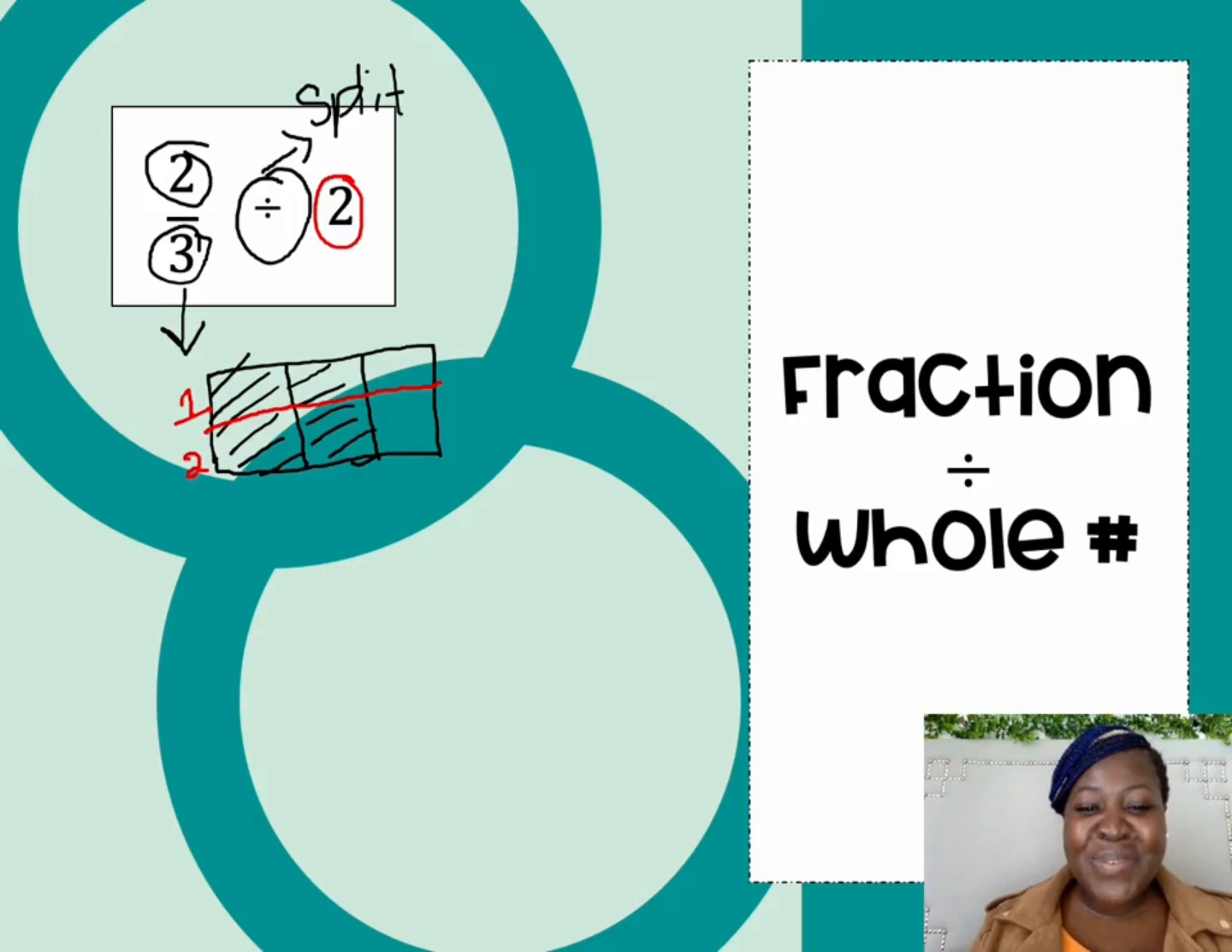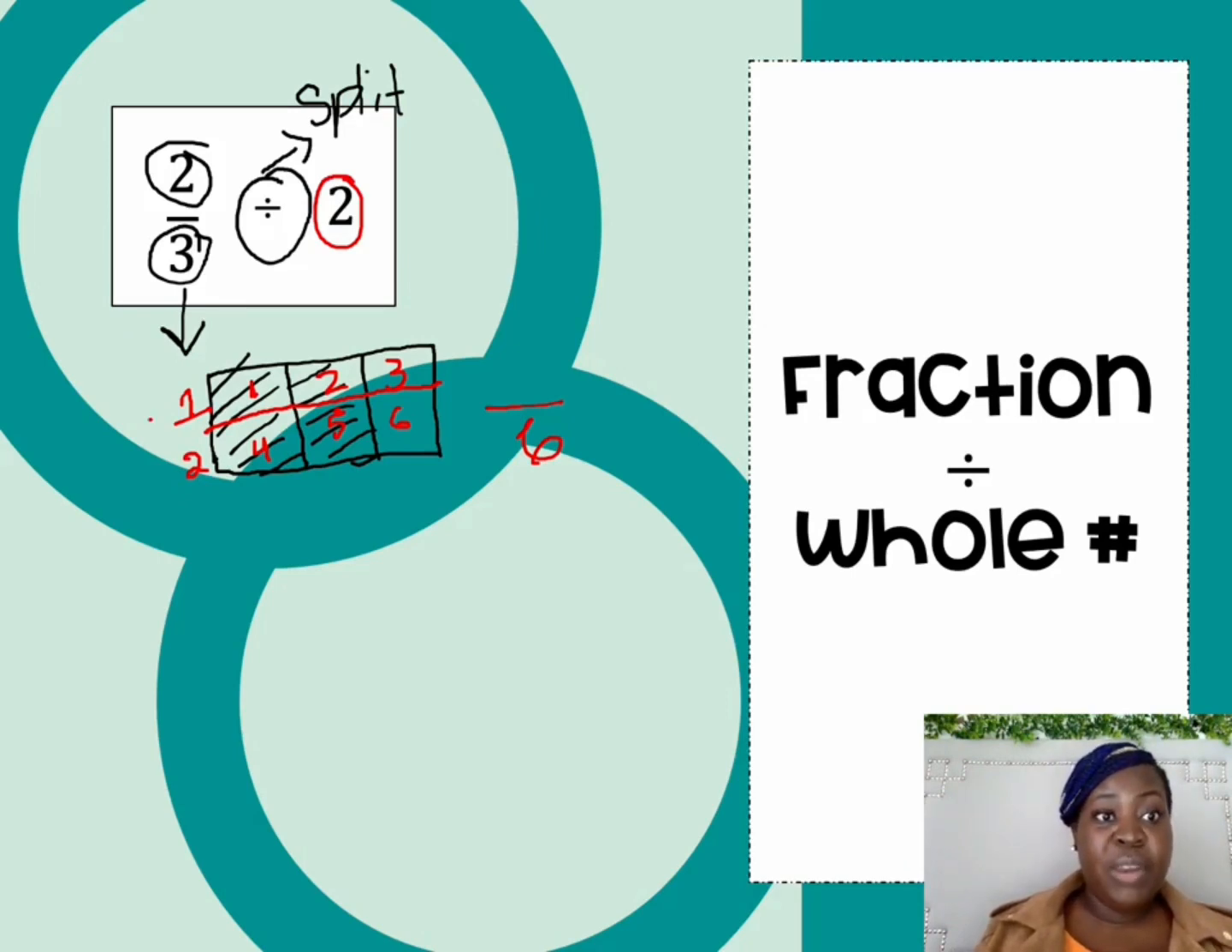Now, what are we going to do with this? You need to find your denominator and you need to find your numerator. So you're going to look and see how many parts you have. One, two, three, four, five, six. And we see that we have six parts. The total amount of parts that are there, that is your denominator. Now we're going to find our numerator.